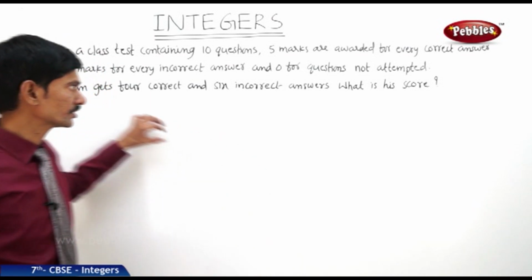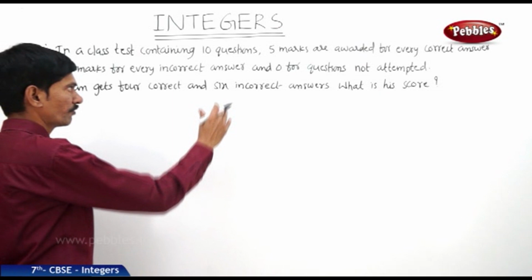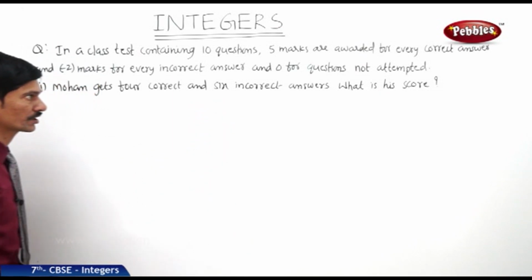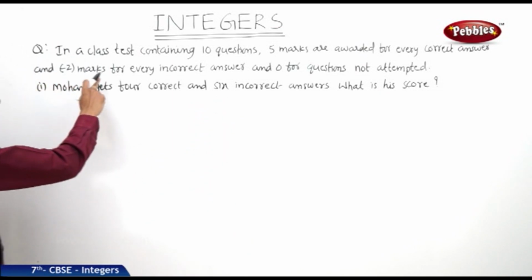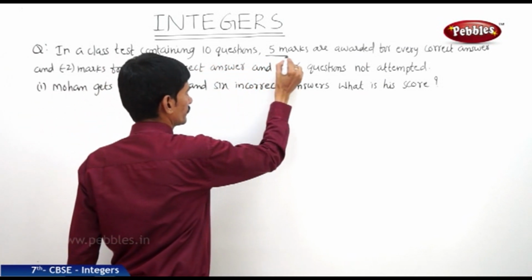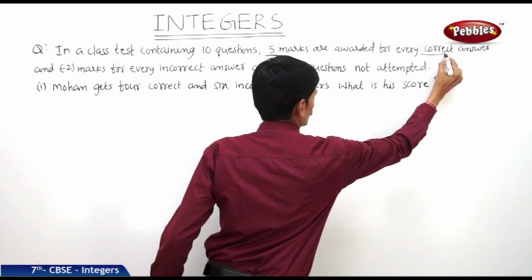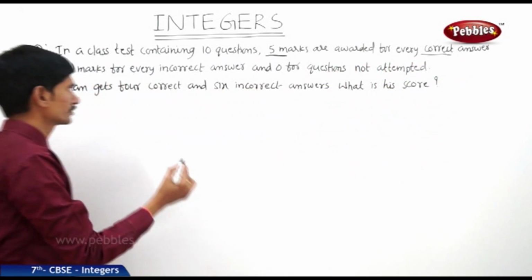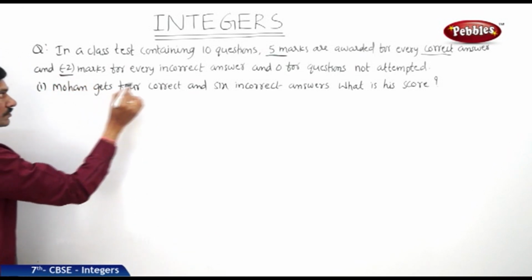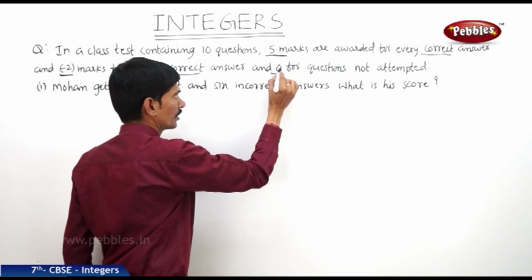Now let us solve the next question. In a class test containing 10 questions, 5 marks are awarded for every correct answer and minus 2 marks for every incorrect answer. So here 5 marks are awarded for every correct answer and minus 2 marks for incorrect answer, and 0 for questions not attempted.